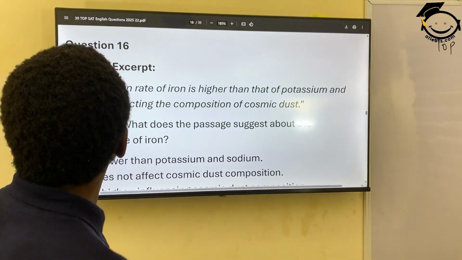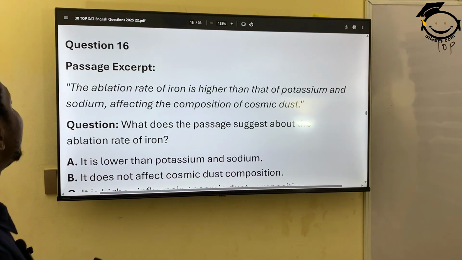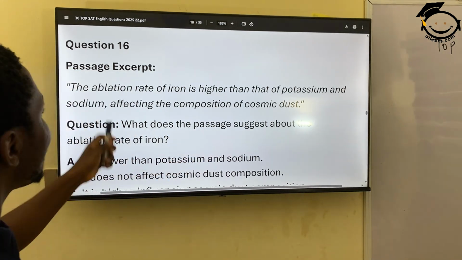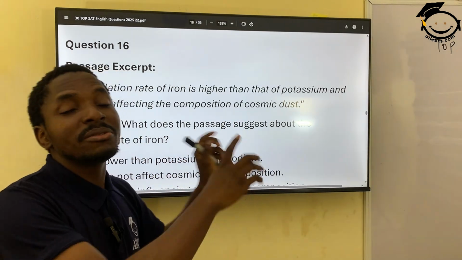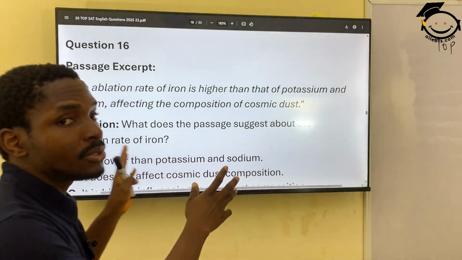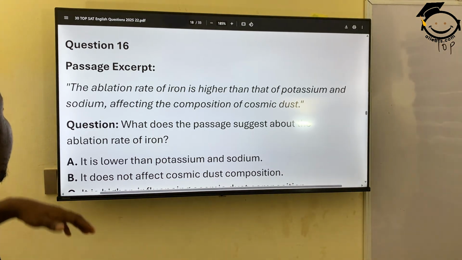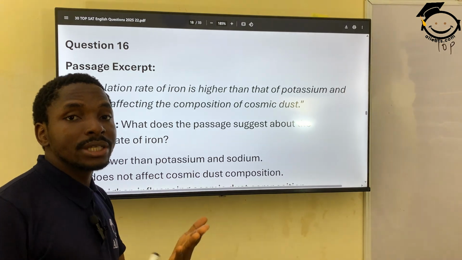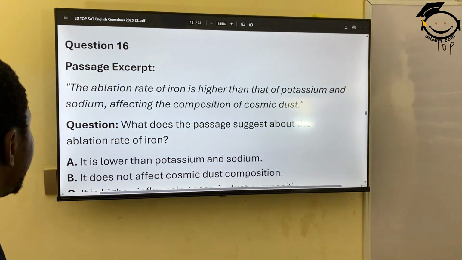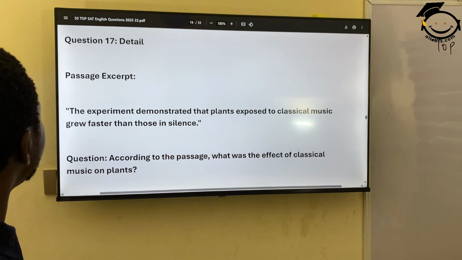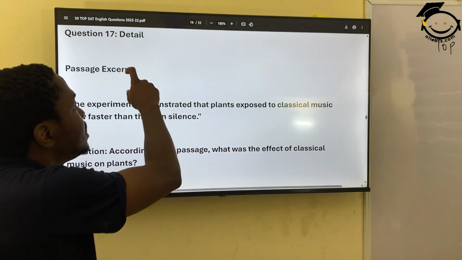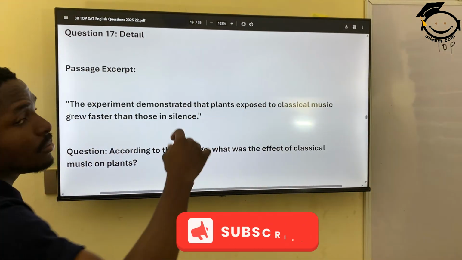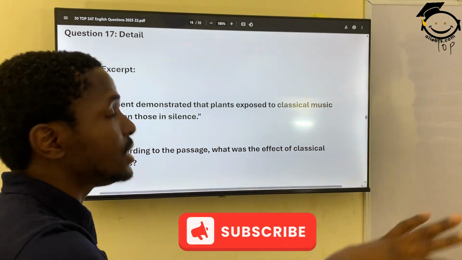Question 16. The passage excerpt: The ablation rate of iron is higher than that of potassium and sodium, affecting the composition of cosmic dust. Actually, we've taken this before. It's kind of a repetition. Sorry about that. Let's go. I explained before that ablation means corrosion rate, depletion rate. Okay, question 17, please. And then we're taking this now. This passage excerpt is taken from the title, Detail. We're looking at detail, answering questions on detail.